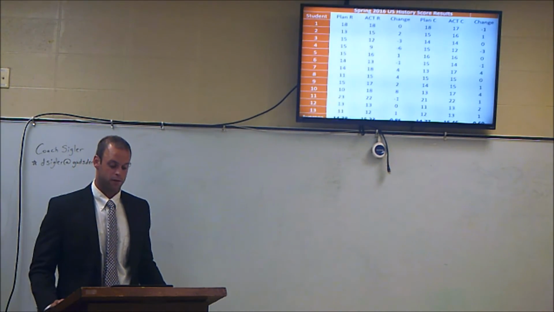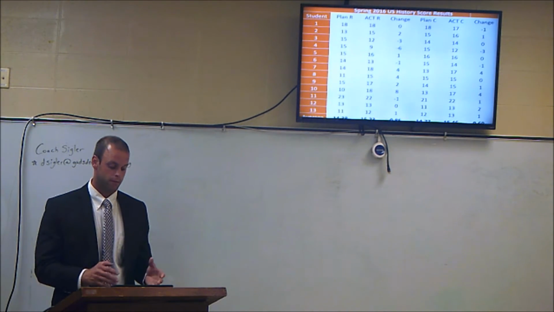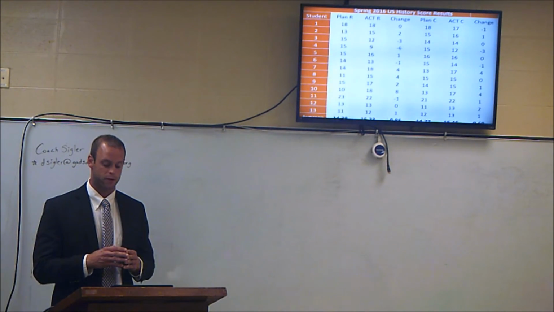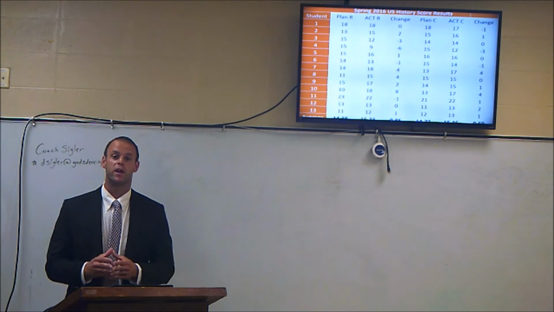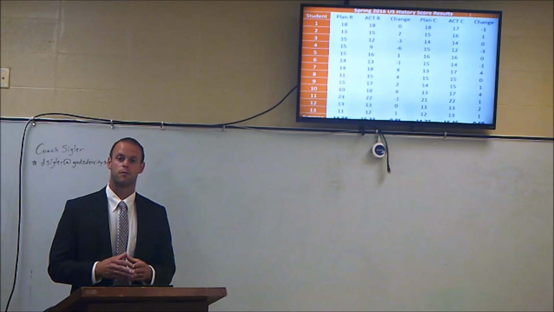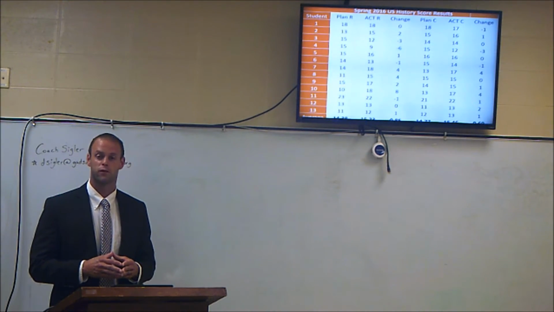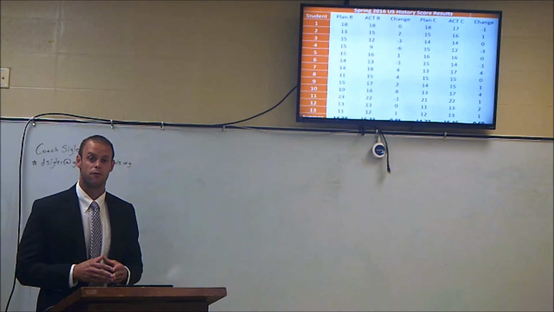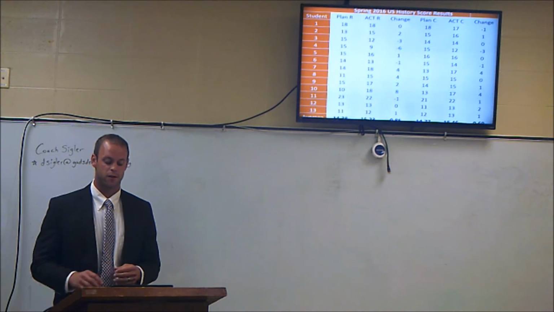For the spring class, on the PLAN, the original scores, the reading subtest was 14.38. When the reading test was taken for the ACT, it went to 15.23. As far as the PLAN composite for the spring 2016, 14.77. And then for the composite ACT test, 15.46.